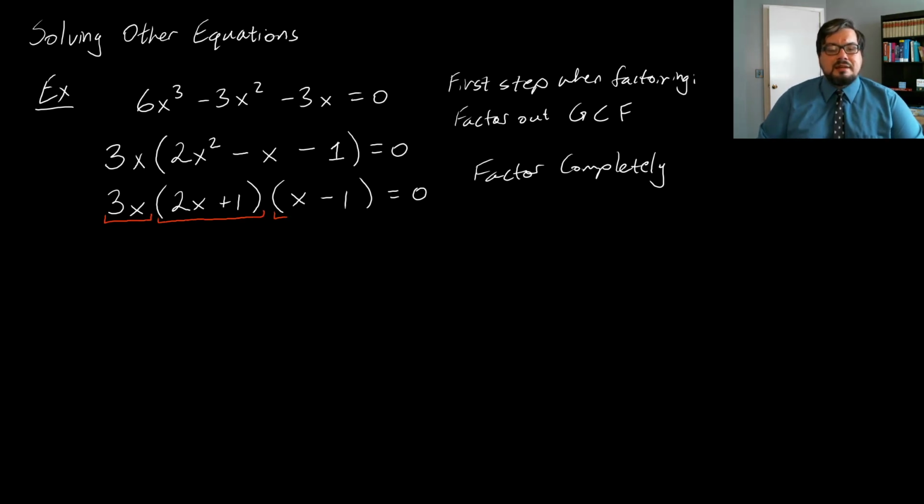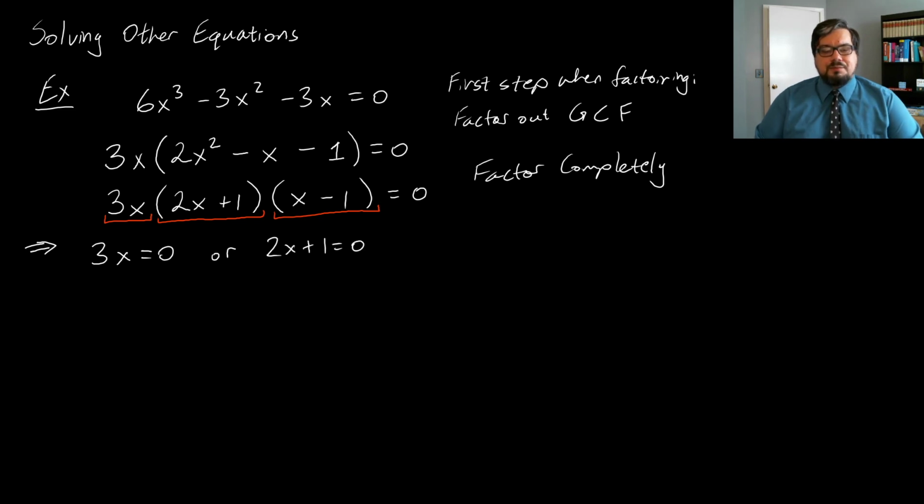We have 3 expressions multiplying together to equal 0. And if we have 3 factors multiplying together to equal 0, well then one of them has to be 0. At least one of them has to be 0, just like with the zero-factor theorem before. So this means that 3x equals 0, or 2x plus 1 equals 0, or x minus 1 equals 0. Whenever we have any number of things multiplying together to equal 0, we know that one of them has to be 0.